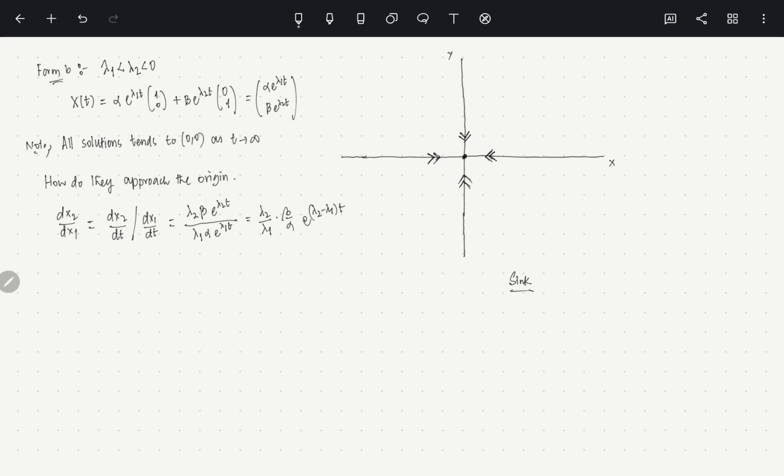Now since lambda 2 minus lambda 1 is positive, see, lambda 1 is less than lambda 2.